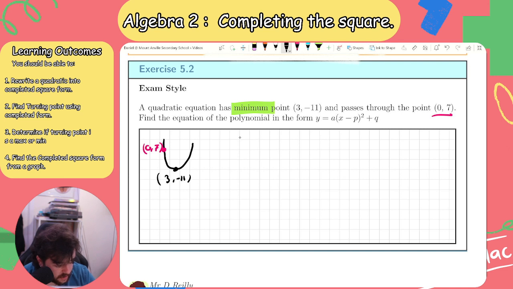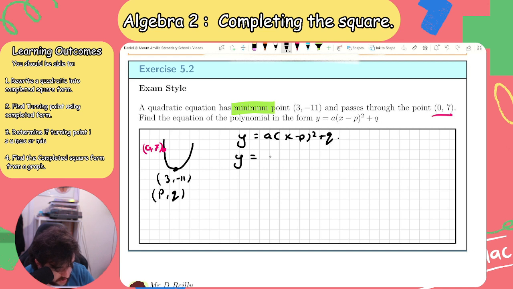Right. So y equals a times (x minus p) all squared plus q. It's really important you know the general form of a quadratic in completed square form off by heart. So (p, q) is my min or max point. So p is going to equal 3, q is going to equal minus 11.